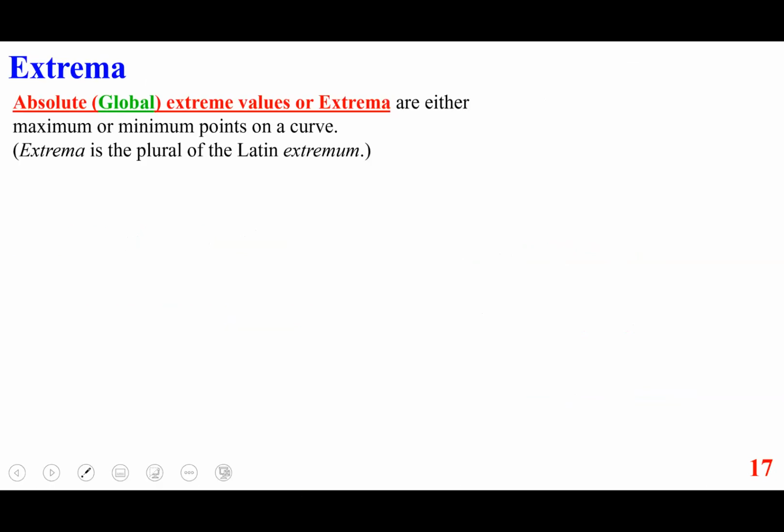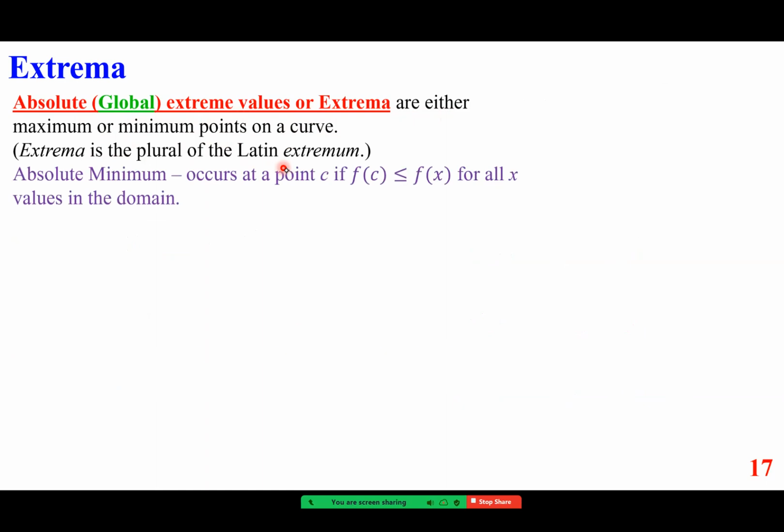Let's look at the definition of extrema. Absolute, also known as global extreme values, or extrema, are either maximum or minimum points on a curve. Extrema is the plural of the Latin extremum. Absolute minimum occurs at the point c if f of c is less than or equal to f of x for all x values in the domain. So the concept of an absolute means in the entire domain. As you can see, this point, first of all, this is a local min, local max, local min. This local min is also an absolute min because no other point has a smaller y coordinate. That's the reason.